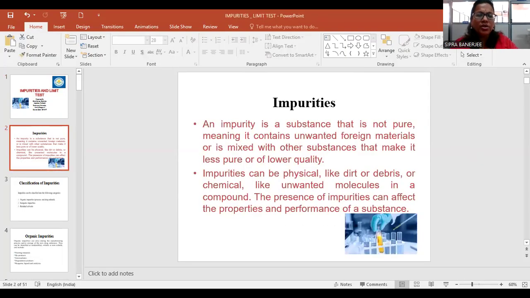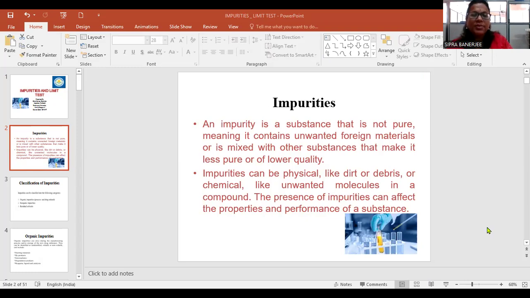Now directly going to the definition of impurities. An impurity is a substance that is not pure, meaning it contains unwanted foreign matter or is mixed with other substances that make it less pure or lower quality. So impurity can be physical, like dirt and debris, or chemical, like unwanted molecules in a compound. The presence of impurities can affect the properties of a substance.